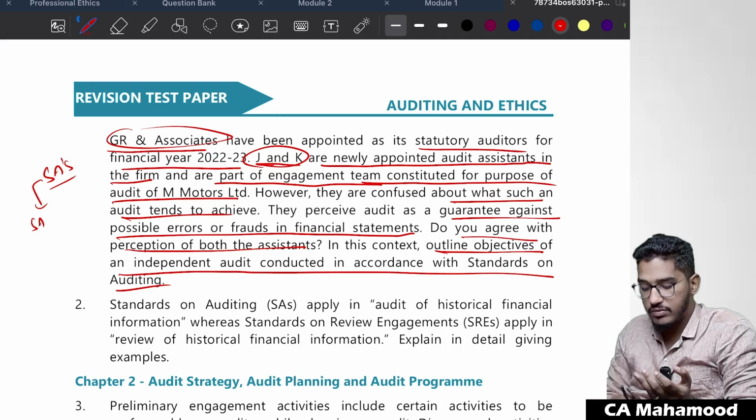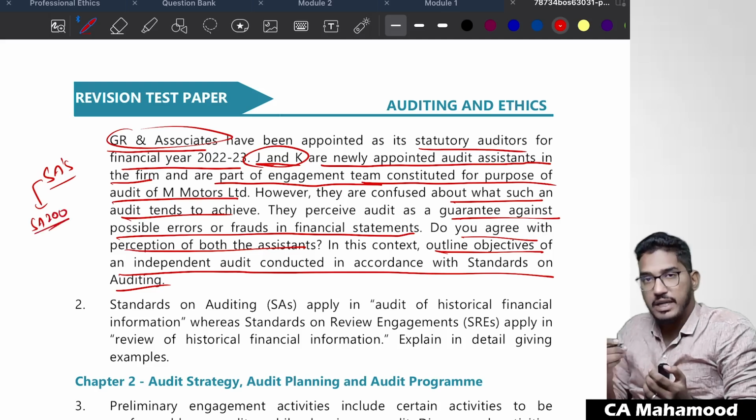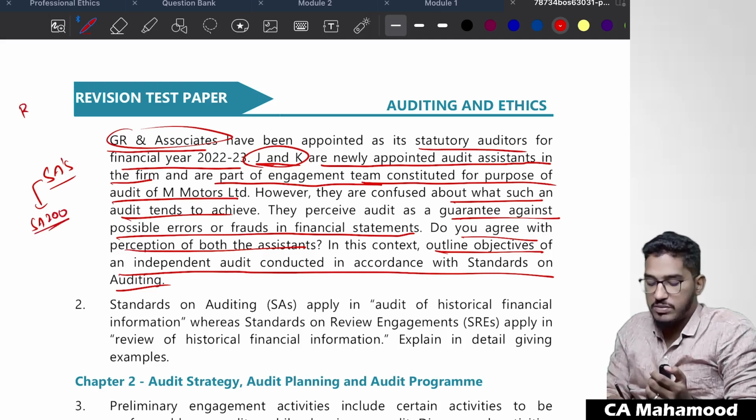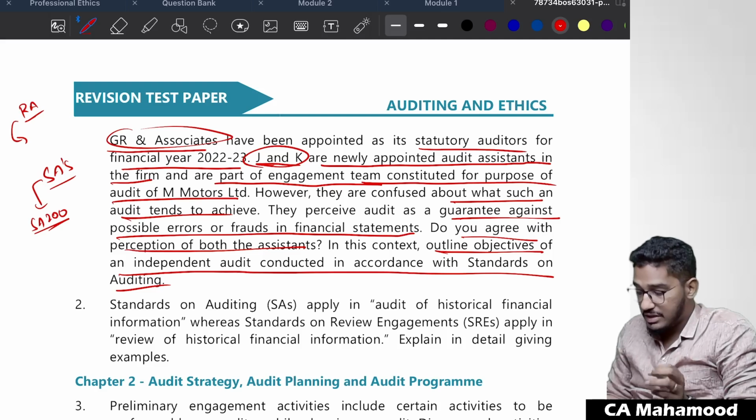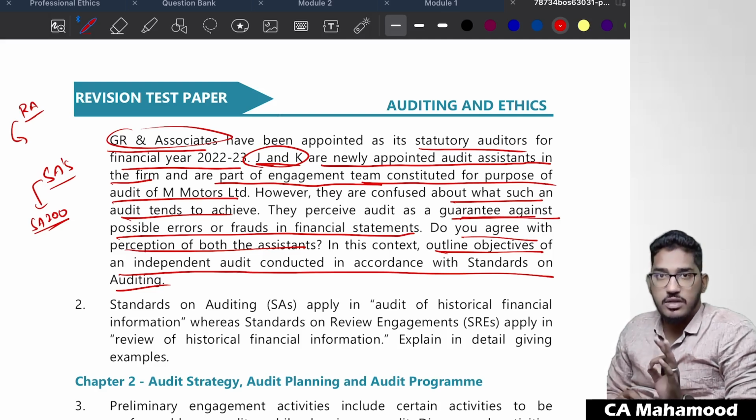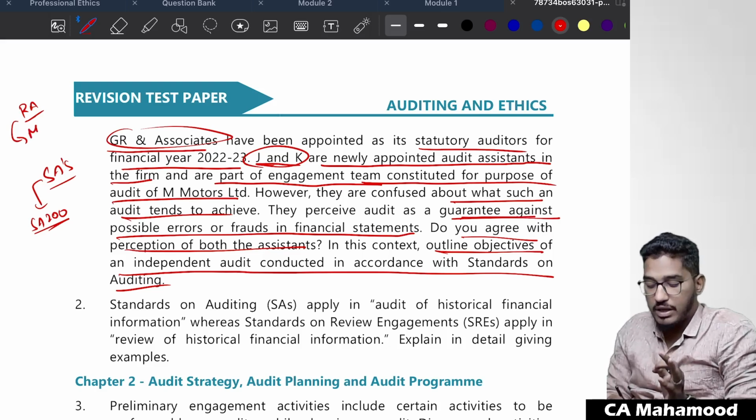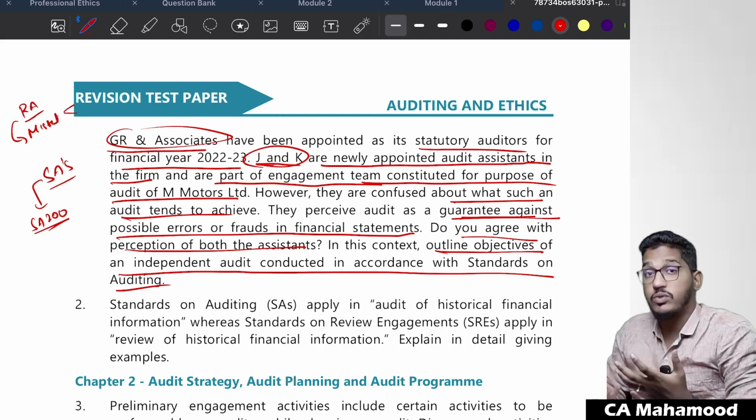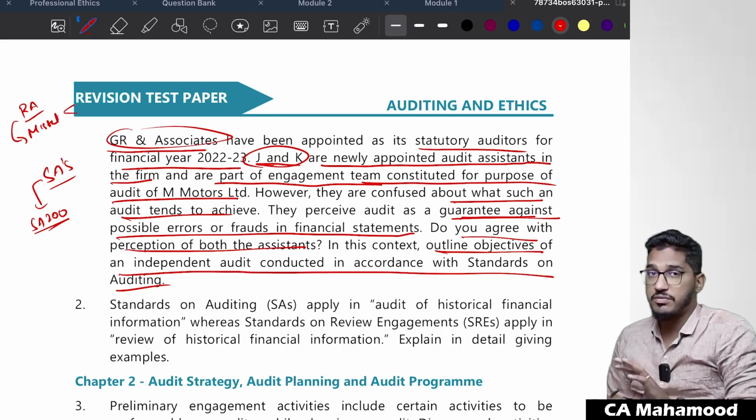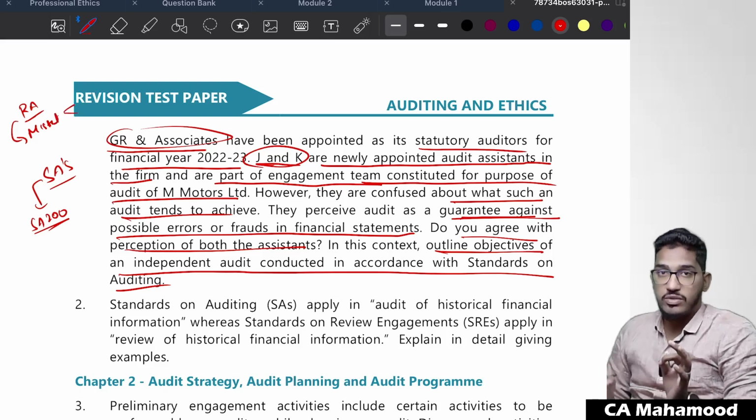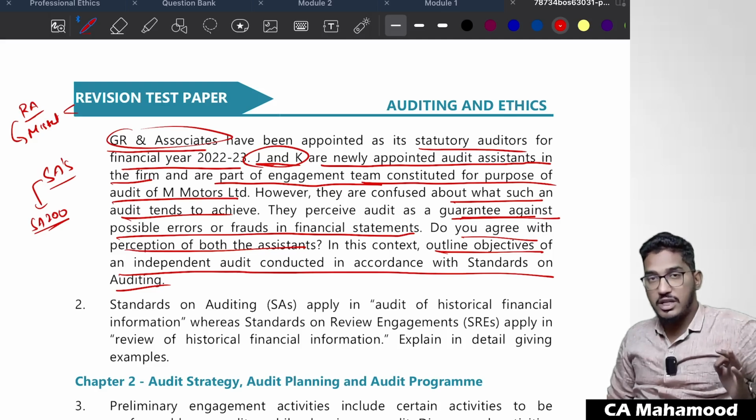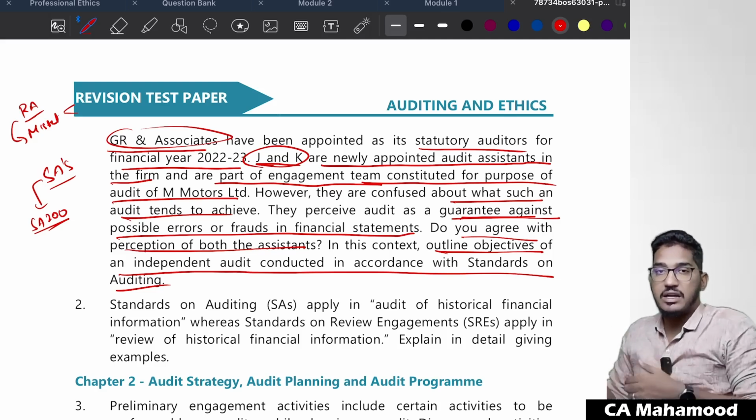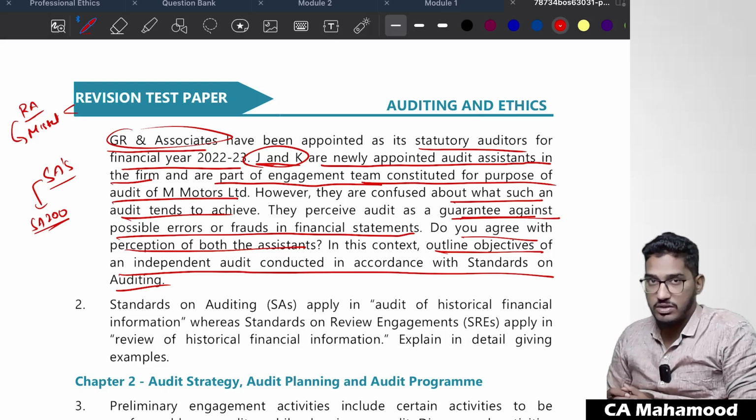So you write the objectives of the auditor as per SA 200 and elaborate a little bit about those objectives also. Try to explain the meaning of reasonable assurance. Since the article assistants are feeling that audit is a guarantee against possible frauds or errors, it is not. So you elaborate about misstatement, what is fraud, what is error, and you say that you need to obtain only reasonable assurance whether the financial statements are free from material misstatements. Reasonable assurance is a high level of assurance, but it is not a guarantee. So as an auditor, you cannot give a guarantee about non-existence of frauds and errors.